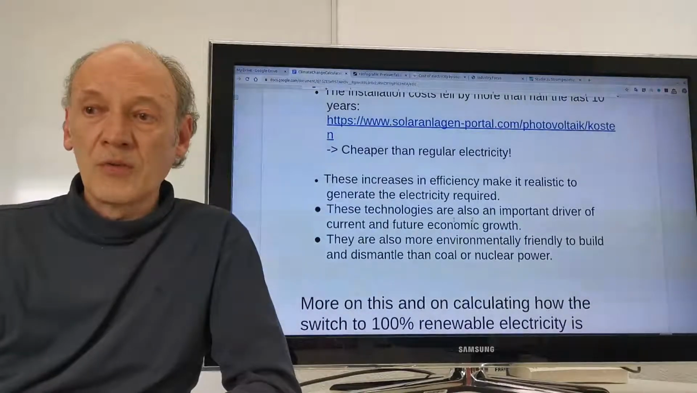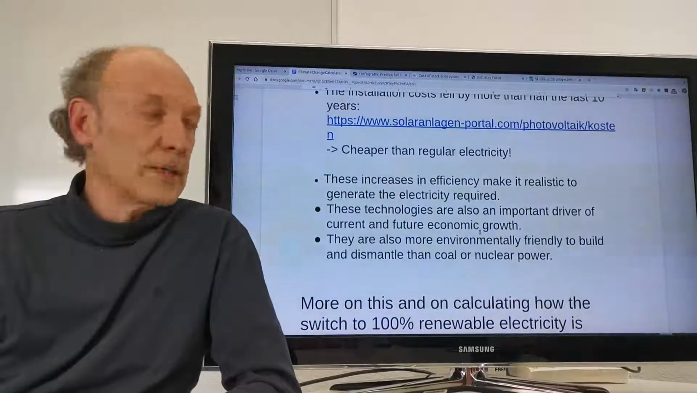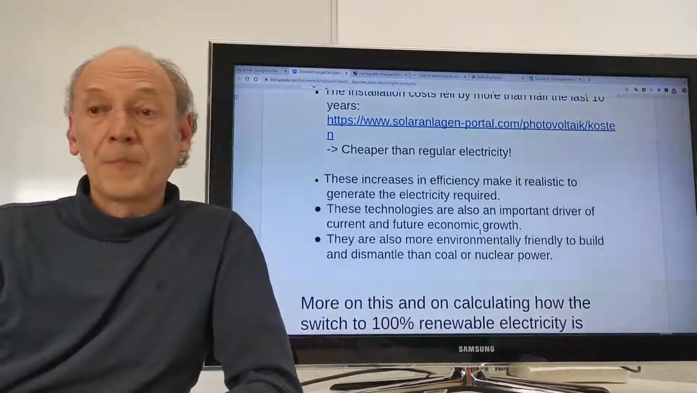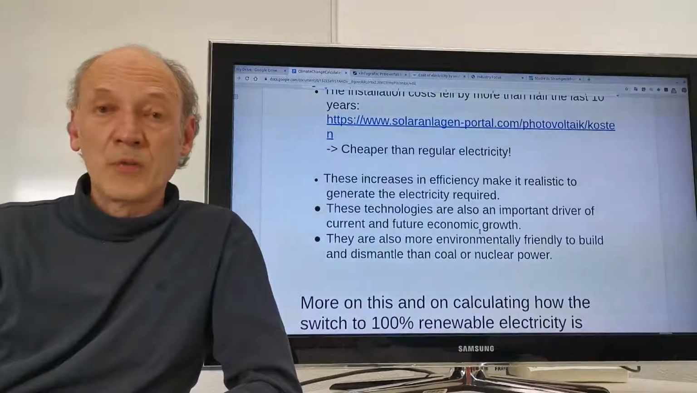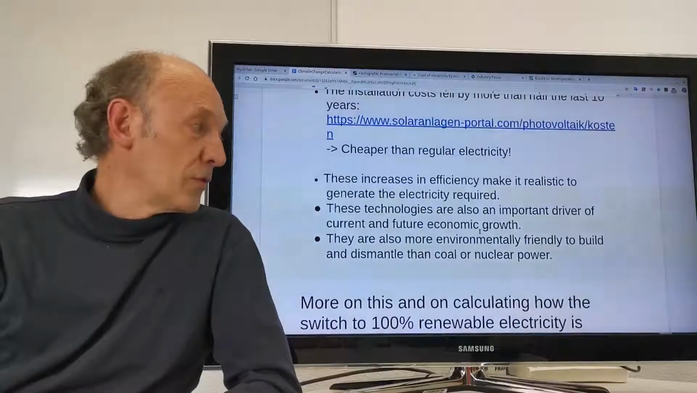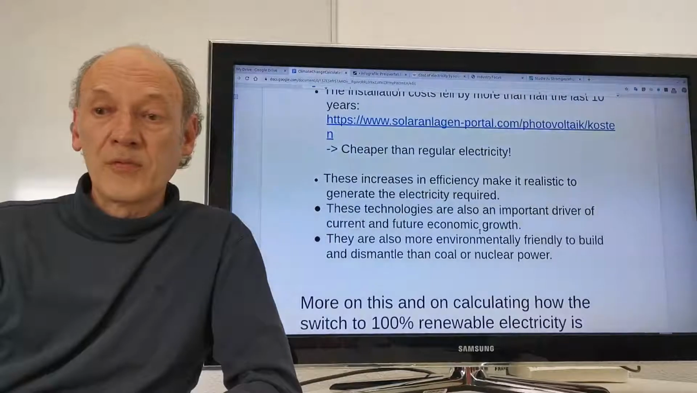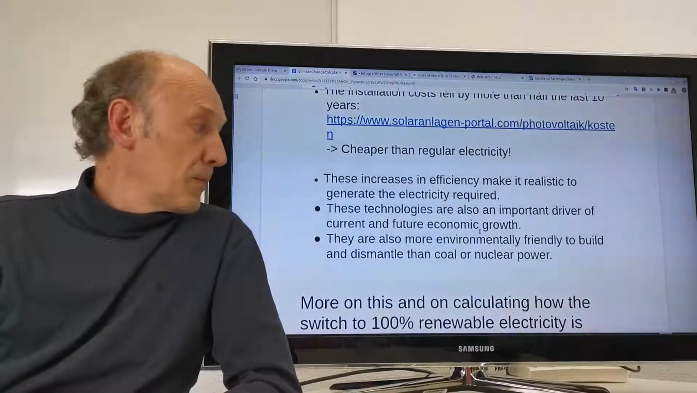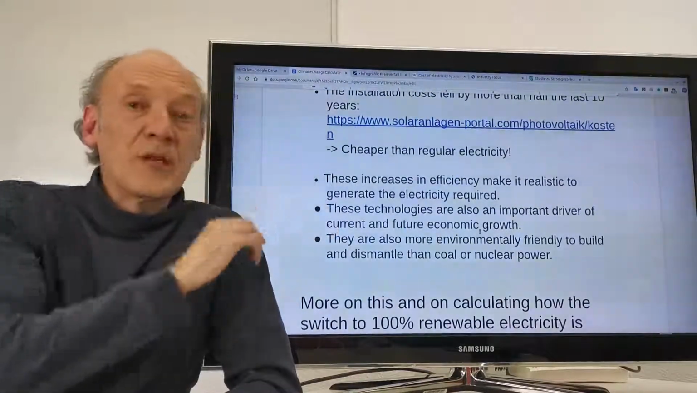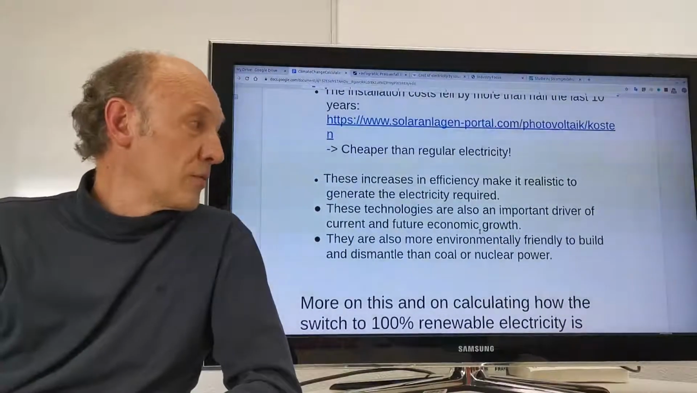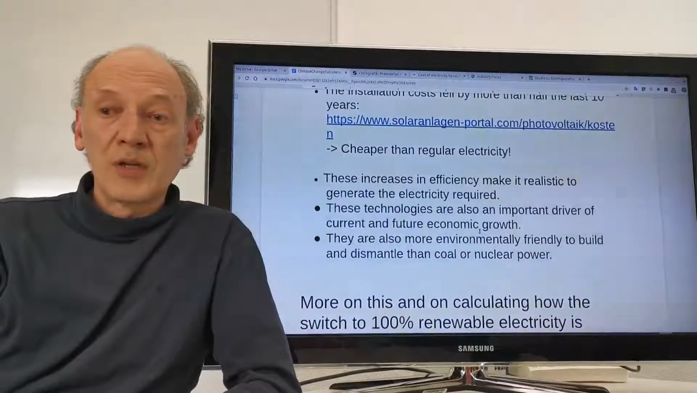These technologies are also an important driver of current and future economic growth. So developing new solar cells, new wind turbines, electricity storage, maybe smart grids to control the electricity flow. This basically creates a new market. And this is also a chance to position ourselves as technology leader.